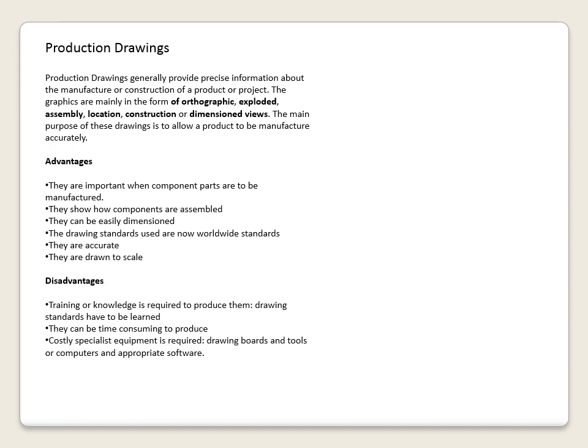There are some disadvantages though. Training or knowledge is required to produce them. Drawing standards have to be learned. They can be time consuming to produce. Costly specialised equipment is required: drawing boards, tools, or computers and appropriate software. Now, some of these disadvantages are similar to what you are at the moment. You're going to be required to be trained on the specific standards. You're going to need to learn the drawing board equipment. You're going to need to learn the software and the computer and the CAD software and the desktop publishing software. But all of this is what your third and fourth year course will be about.